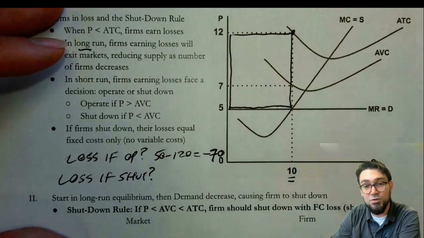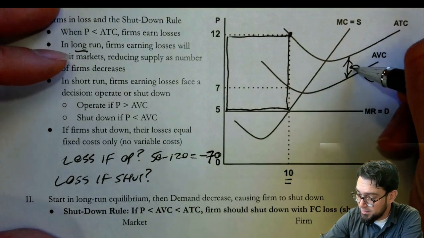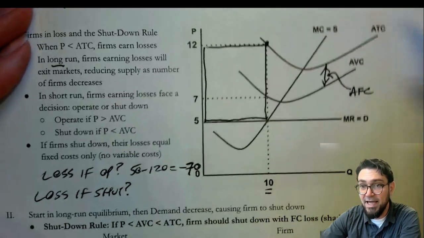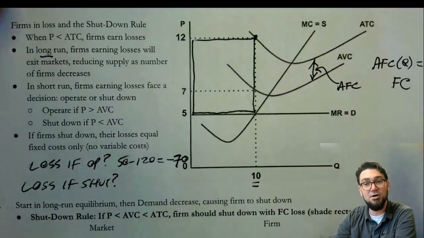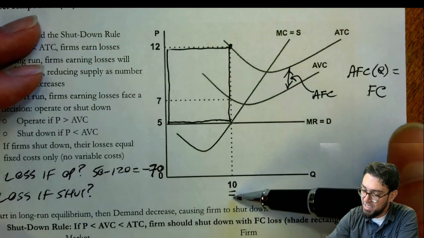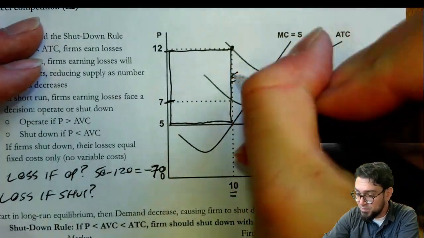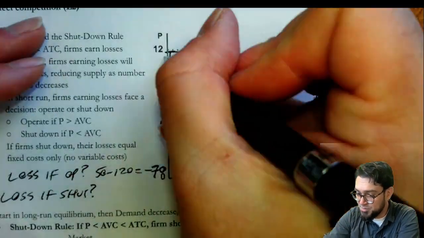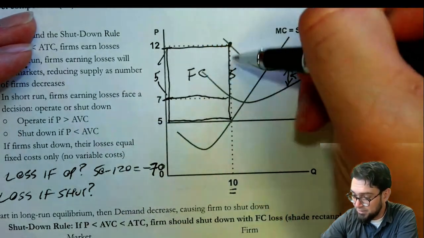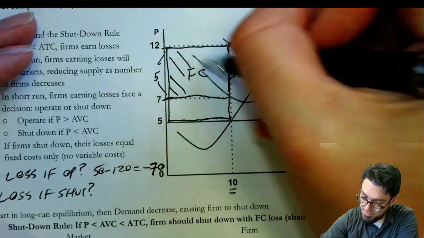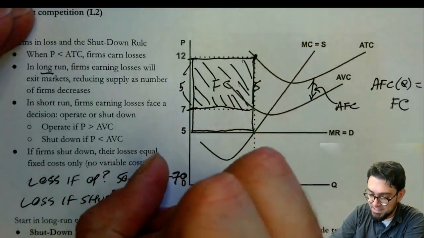Now, if we shut down, we're only going to lose our fixed cost. And we can figure out our fixed cost because the vertical distance here is the AFC, and the AFC times any quantity will equal the fixed cost. So we can figure out their loss by saying 10, which is the quantity, times the vertical distance between 12 and 7, which is 5. You see that? That's 5 between these two. So if they shut down, they lose their fixed cost, which is this area here that I'm going to shade. That's how much they lose. Well, how much is that? 5 times 10, that's $50.